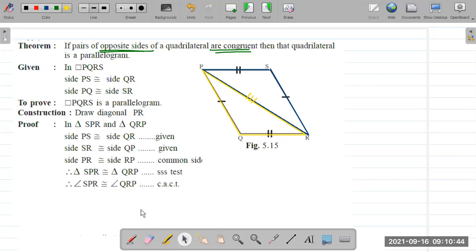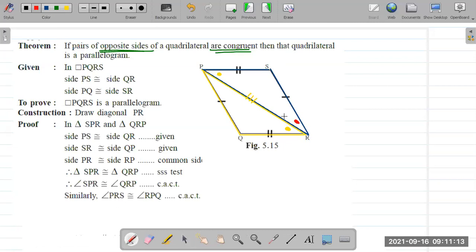The angles are equal. Which angles? Angle SPR is equal to angle QRP. Okay, QRP, this angle. All right, now you see this is which formation? Z formation. So by Z formation, which pair is that? That is alternate angles, right?